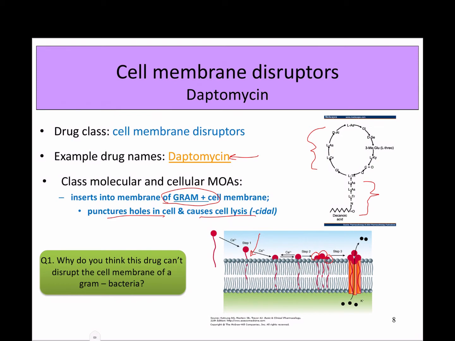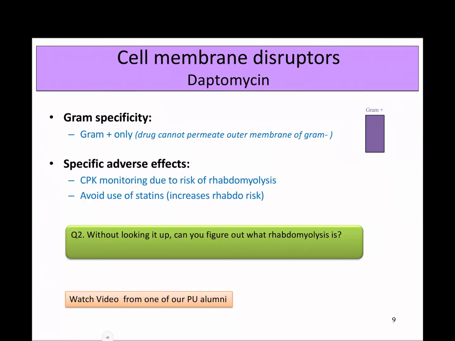Remember that bacteria have different components for the gram-positive cell membrane and the two different gram-negative cell membranes. So this drug can target components of the gram-positive cell membrane. Daptomycin is then specific for gram-positive. It also can't permeate the outer membrane of gram-negatives.